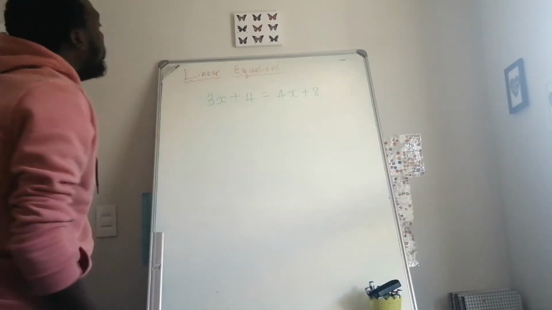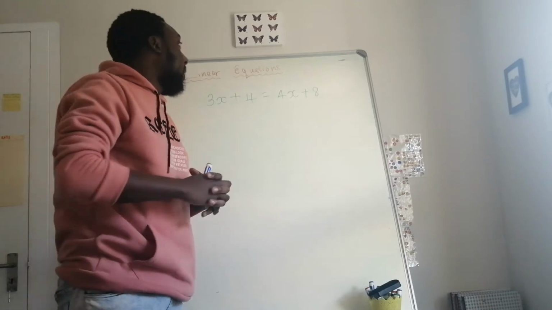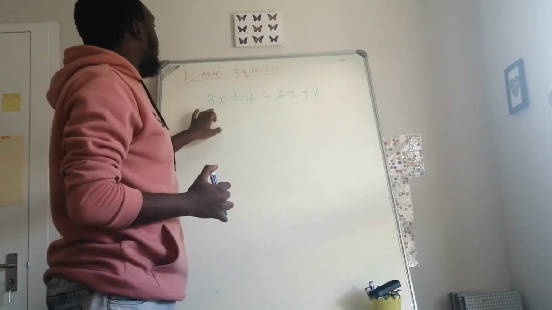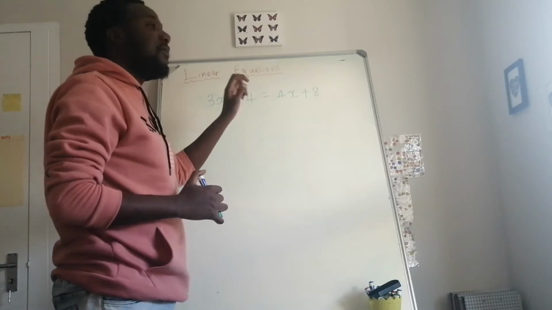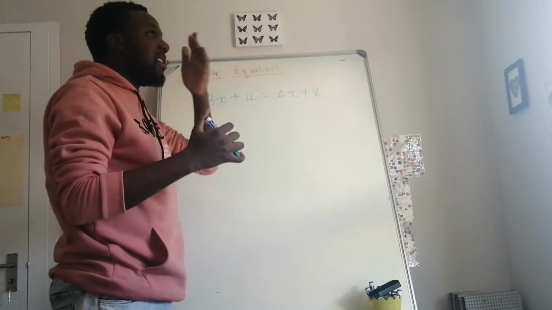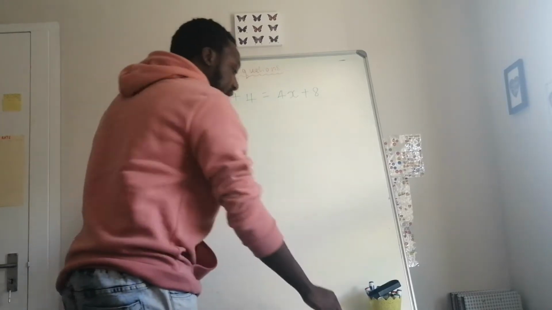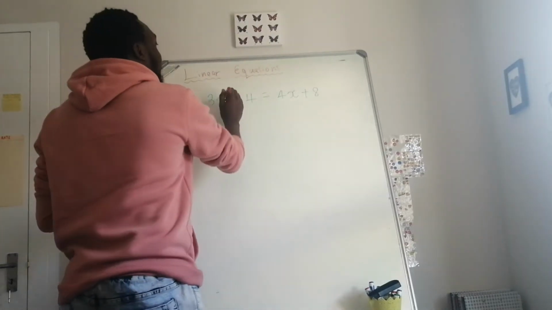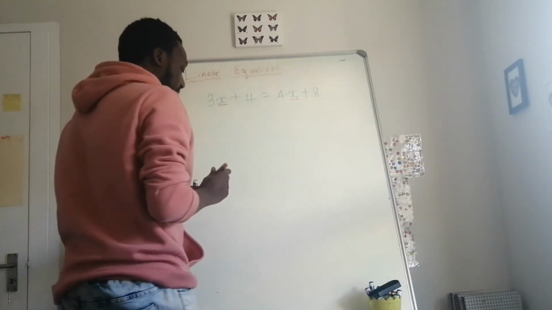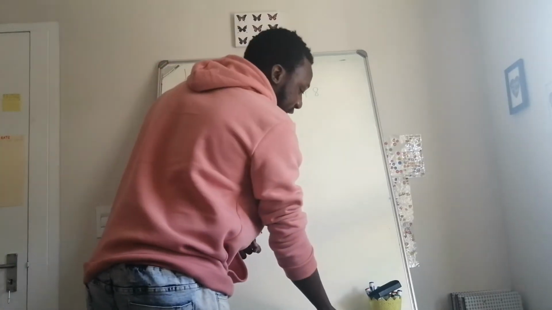Alright, so example 2 now. Still solving linear equations. So now we're given 3x plus 4 is equal to 4x plus 8. So now notice one thing. We have an x there. We have an x there. So now how do you solve these ones?